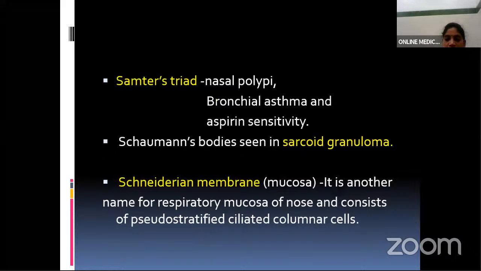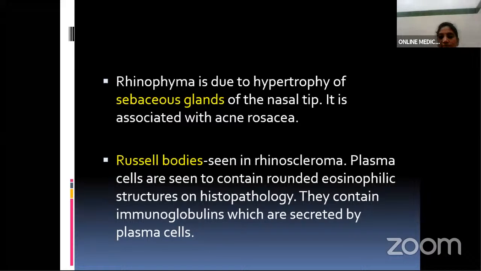Soumya, tell me, Samter's triad. Already discussed last class. Triad of Samter's triad. Louder, we are not able to hear you. What is Samter's triad? Srinidhi, what is Samter's triad? Ma'am, it is a triad of bronchial asthma, nasal polyp, and aspirin intolerance, ma'am. Very good. So Samter's triad is already explained.